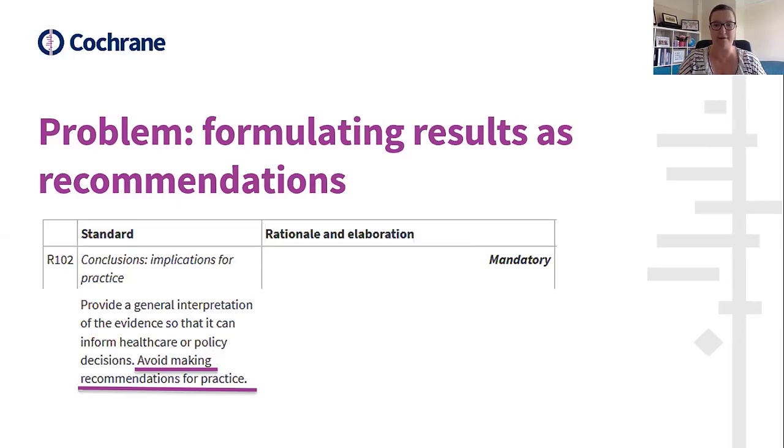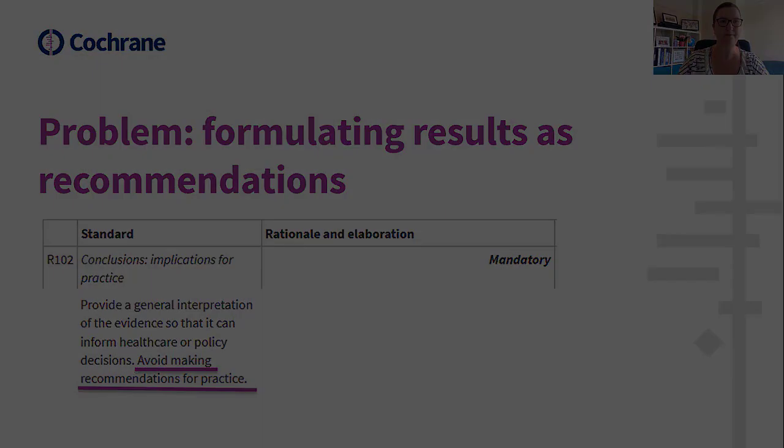Just because we have evidence that, for example, we might have high certainty evidence that this intervention works, we can't say, therefore, it should be used, because we don't know what the clinical context is. We don't know what sort of resources each district has available to them. We don't know what patient preference is like. So that's not our job as Cochrane reviewers. The job is just to summarise the evidence and present it. It's not to recommend what to do with that evidence.